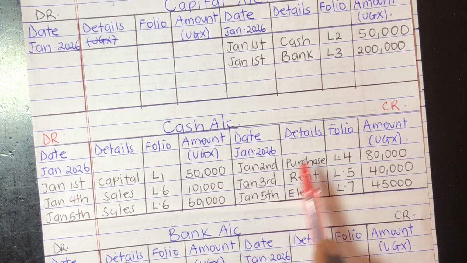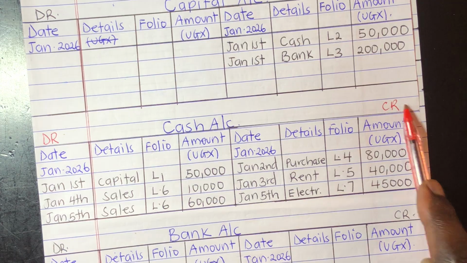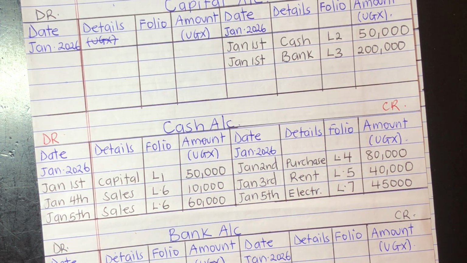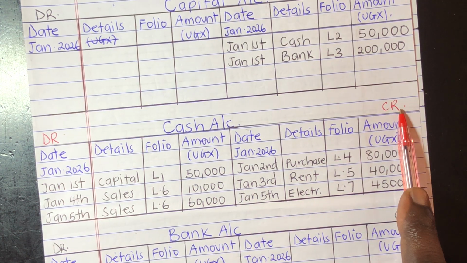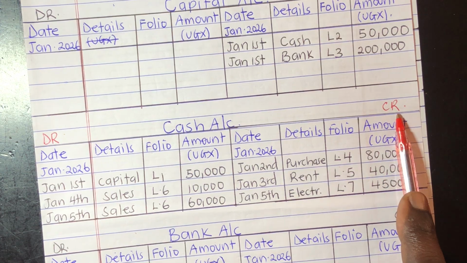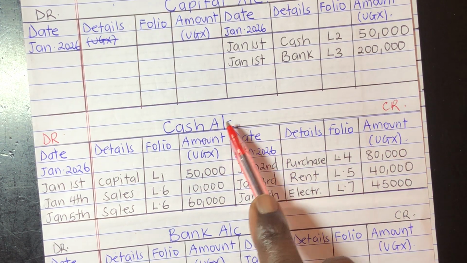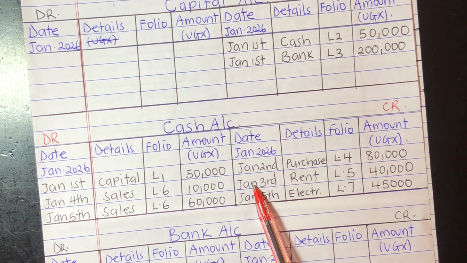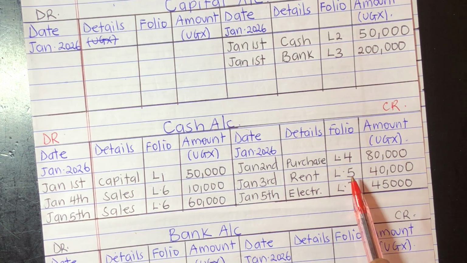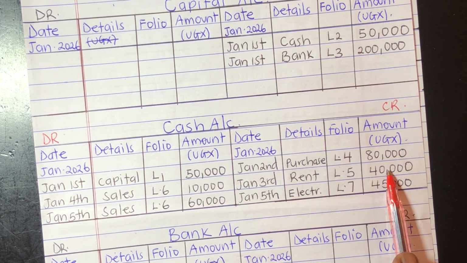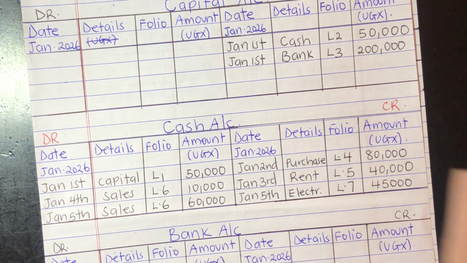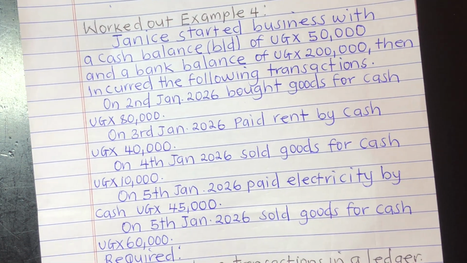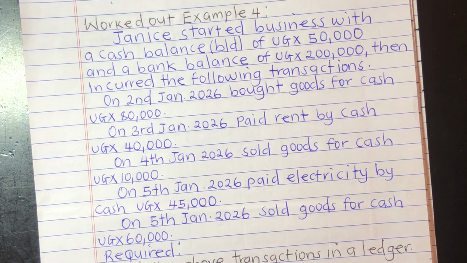So we are going to credit the cash because cash was giving money to the rent. So we are recording the same amount of money on the credit side on the cash account because cash was losing. So January 3rd, rent is ledger 5. We record the same amount of money, 40,000. Meaning we are done recording 3rd January. Let's go on to 4th January here.